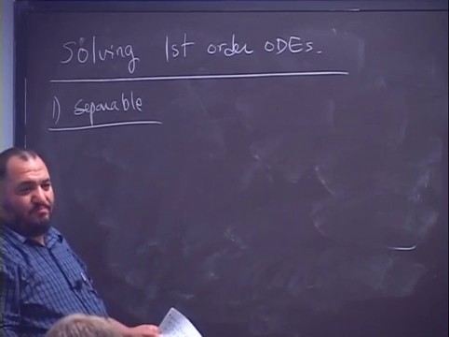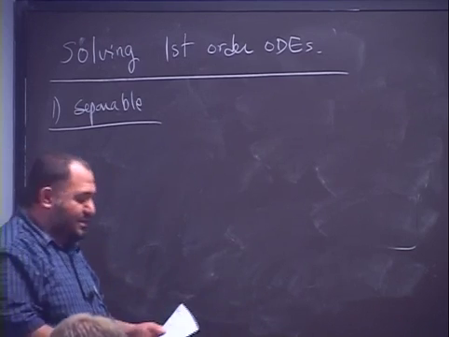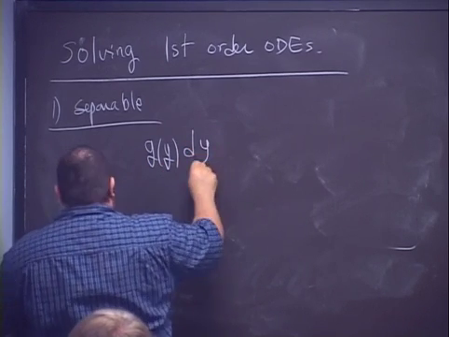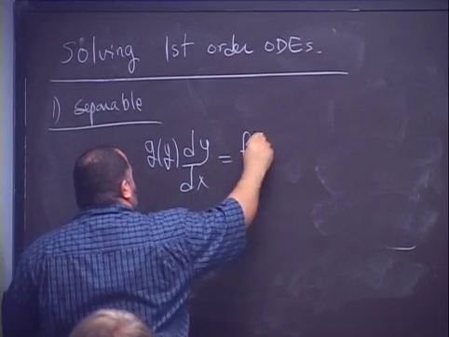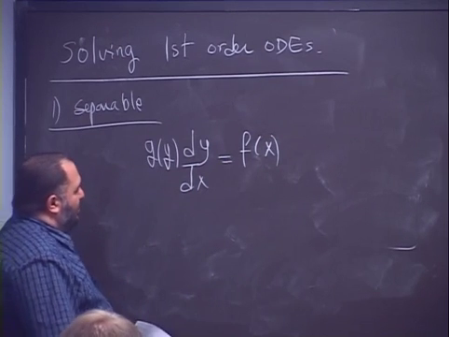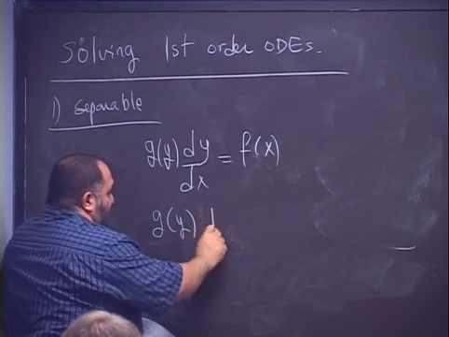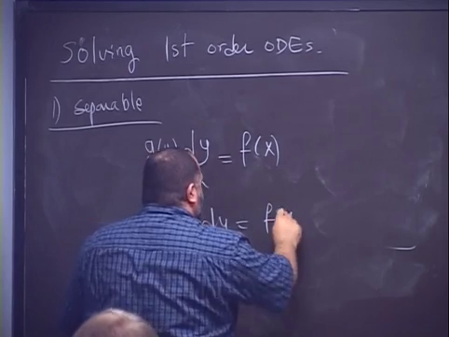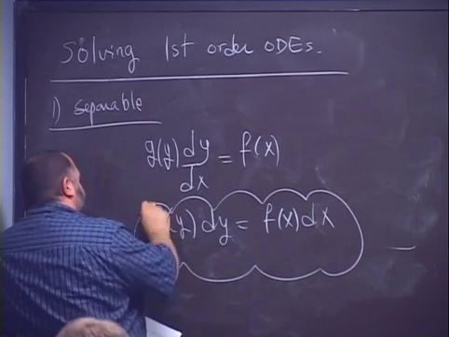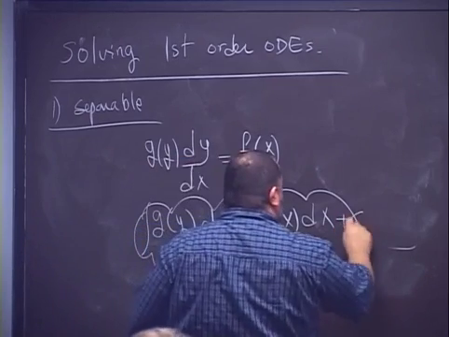I can separate dy over, let's say, a function of y, and equal to dx over a function of x, then I can integrate. So usually the form is some function g of y dy by dx is equal to a function f of x. This is the functional form for a separable equation. Then we can say that g of y dy is just f of x dx. Yes? And then you can integrate both sides, and once you integrate both sides, you will get a constant here.